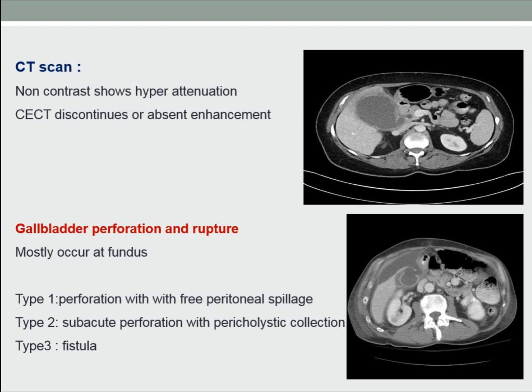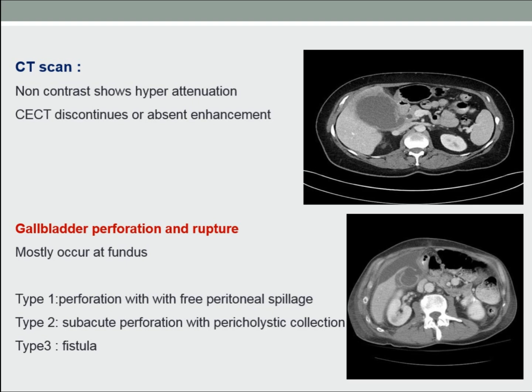On CT scan, non-contrast shows hyperattenuation because of hemorrhage, and in contrast-enhanced CT, like this image, there will be discontinuous or absent wall enhancement because of arterial damage and ischemia. The most important common complication of gangrenous cholecystitis is gallbladder perforation and rupture, which mostly occurs at the fundus because of the poor blood supply.